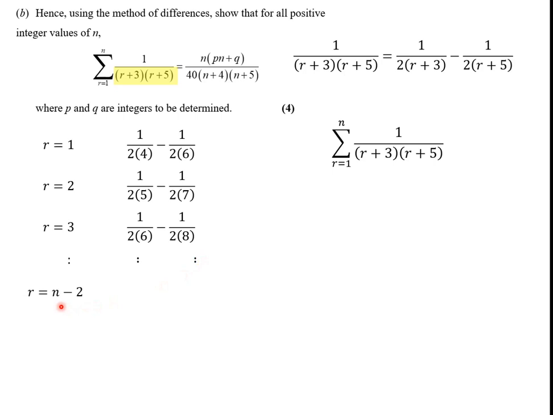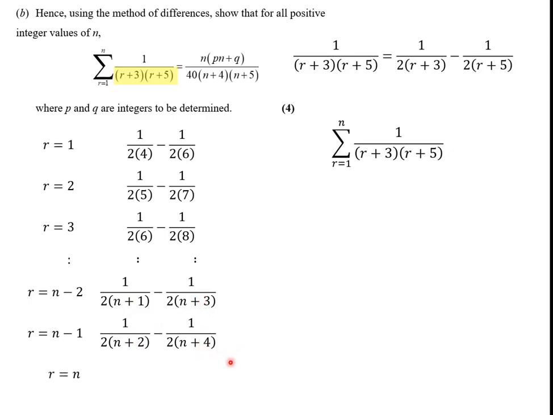So the third term from the end, the n minus 2. So that will be 2 lots of n plus 1 and 2 lots of n plus 3. And because the 4, 5, 6, the numbers just go up 1 each time, so then it's going to be n plus 2, then n plus 3 goes to n plus 4. And then when I put n in, it'll just be n plus 3 and n plus 5 on the bottom. So that's really the sum of the series.